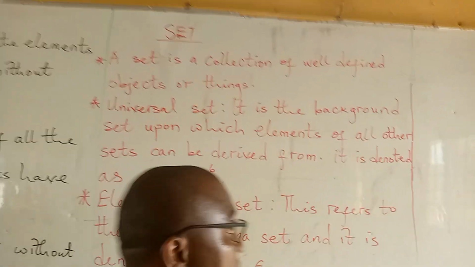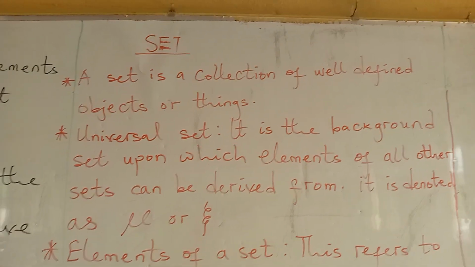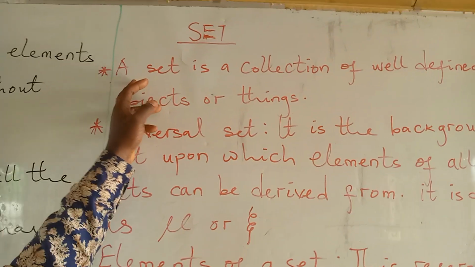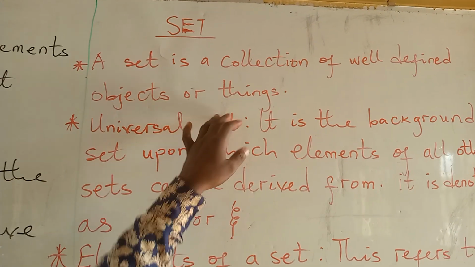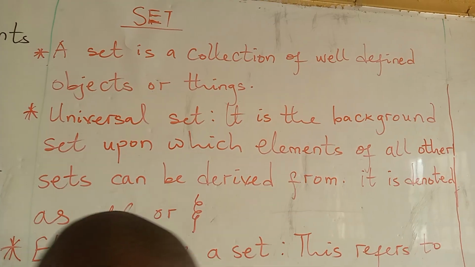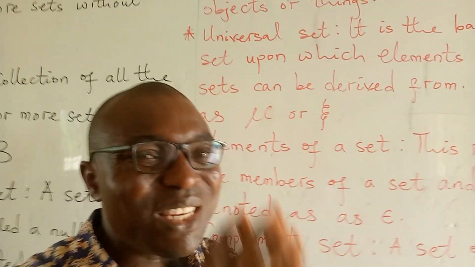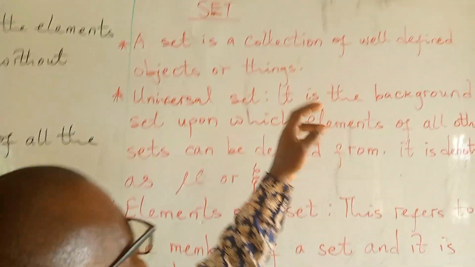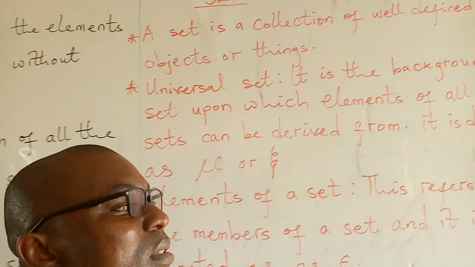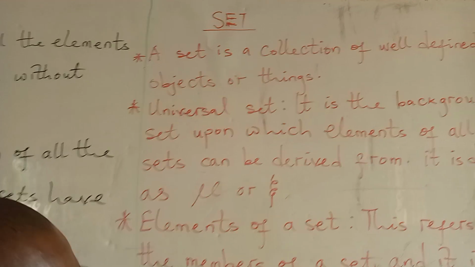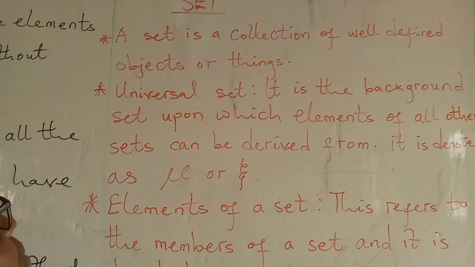Today's class is Set, part one. We are saying here that a set is a collection of well defined objects or things, which simply means that for the collection to be called a set, it must be well defined. This word "well defined" is very important. If it is not there in your definition, then that is not correct. So, a set is a collection, a grouping of well defined objects or things.